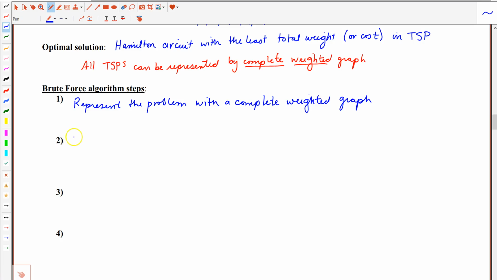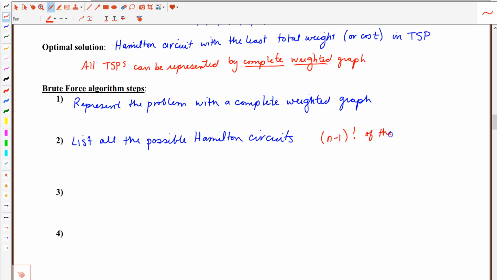Step 2 is to list all the possible Hamilton circuits. Now, as a reminder, there is n minus 1 factorial of them. So this is sometimes no small feat as the number of vertices in the graph get larger. So that's what step 2 is. List all of the possible Hamilton circuits.